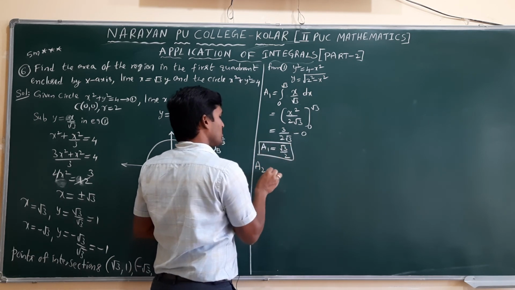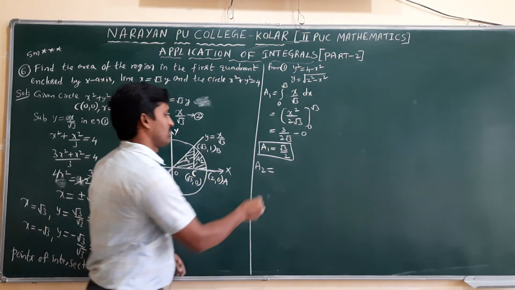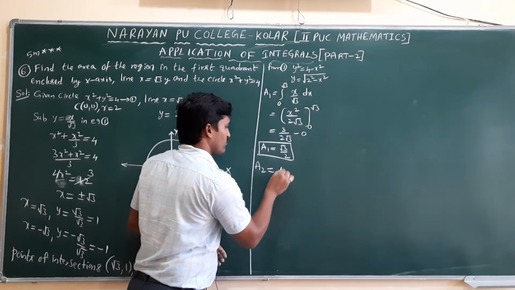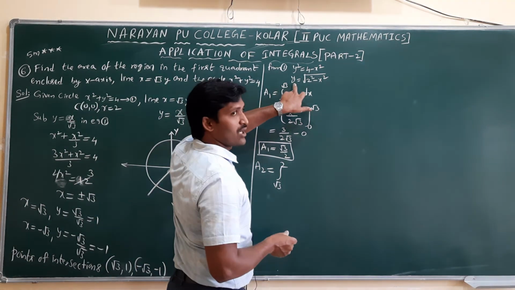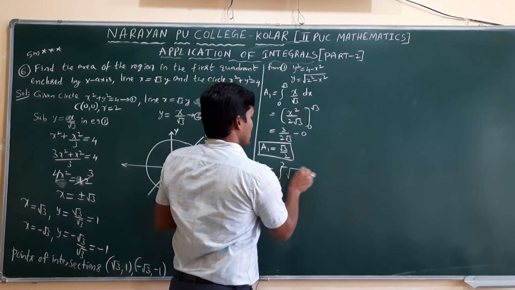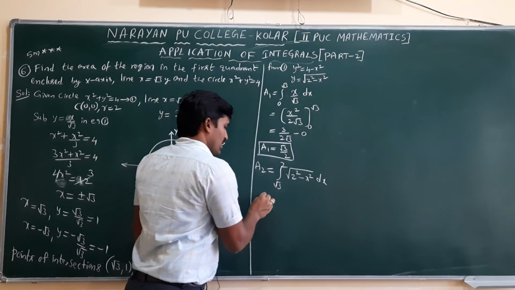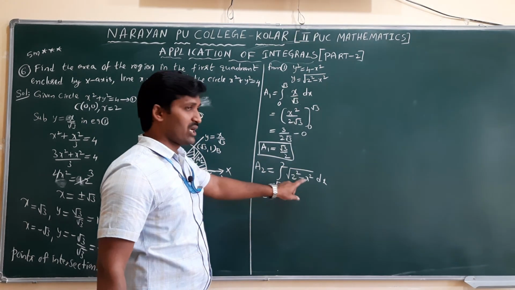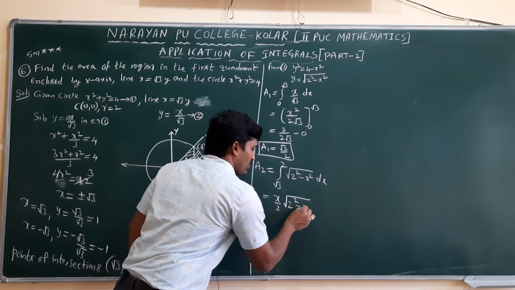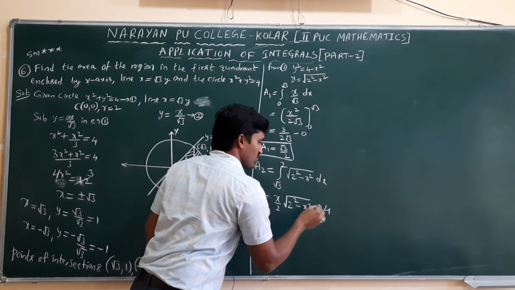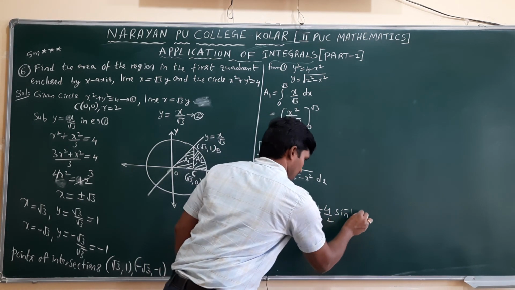Next we need to find A2. The A2 region is restricted from root 3 to 2. What is the curve? The circle. The circle equation we already have, y in terms of x: integral of root of 2 square minus x square dx. It is in the form of the integral of root of a square minus x square formula. What is the formula? x by 2 into root of 2 square minus x square, plus 2 square, that is 4 by 2, into sine inverse of x by a, that is x by 2.